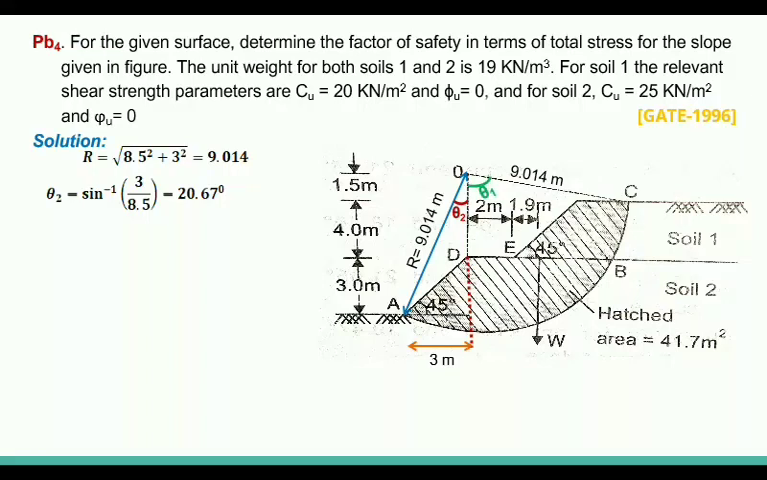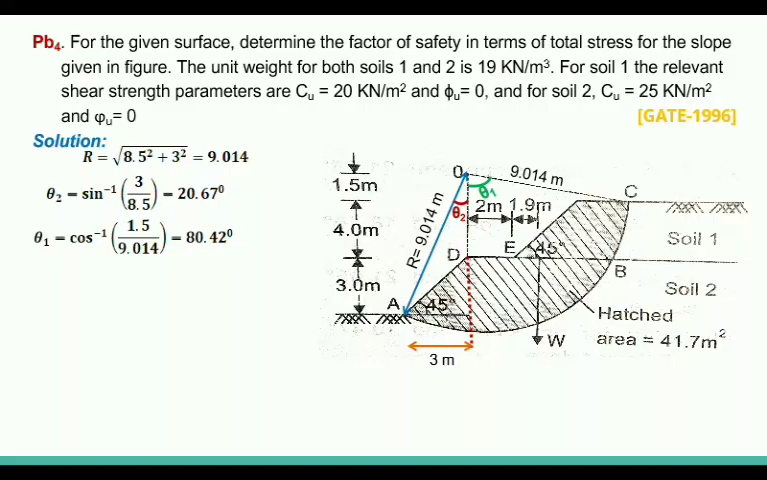Now we can calculate theta 1. Theta 1 is the angle DOC. Again we can apply the trigonometric rule. How can we calculate theta 1? If you draw a horizontal line from C, it will cut the vertical line OD at some point. The vertical height would be 1.5, and the horizontal distance is not known.